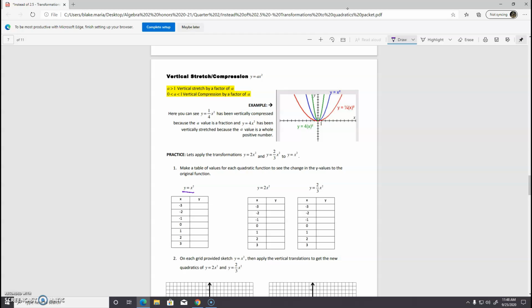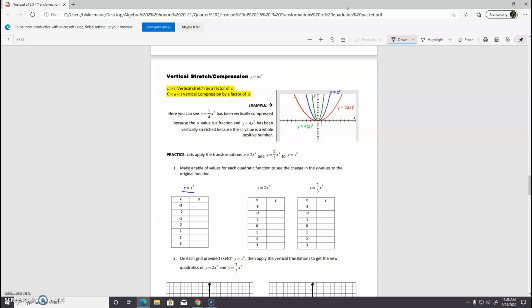When you see a value between 0 and 1, so like 2/3, don't just assume every fraction is between 0 and 1 though. Okay, 3/2 is bigger than 1, it would be a stretch.